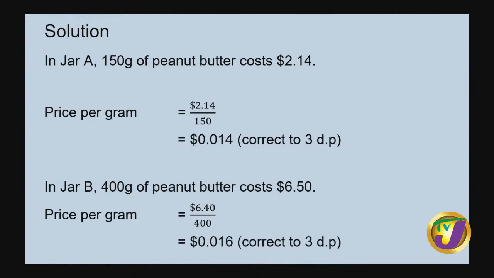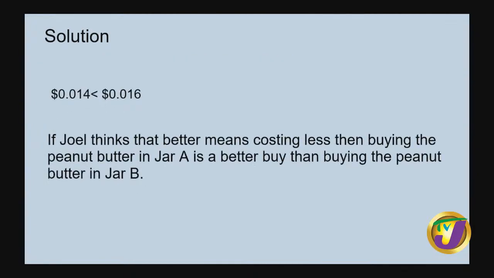You're going to have to look closely now and tell us which one you would work with, jar A or jar B? Well, jar A would definitely be the better buy, because you're paying less per gram. We're seeing it here too. Jar A, which was $0.014, is definitely less than $0.016. And if better means costing less, then buying the peanut butter in jar A is definitely a better buy than buying the peanut butter in jar B.